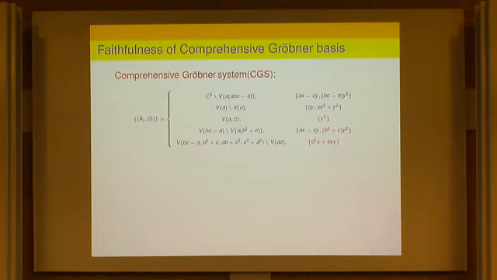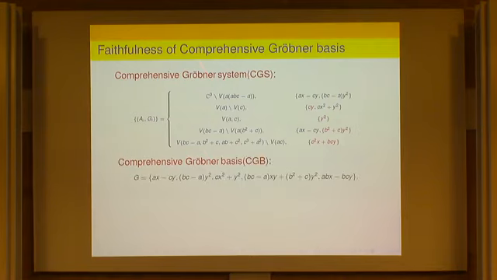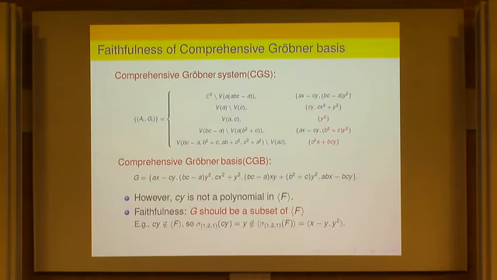So this is how you get the comprehensive Groebner system, but as I pointed out earlier, the Cy is not in the original ideal. So how do we get rid of that Cy and get something different, whose instantiation is in the ideal? This is the idea of faithfulness, which is also what we introduced later in 2010, 2011. Namely, we want the polynomials in the comprehensive Groebner system as well as the Groebner basis to be part of the original ideal.